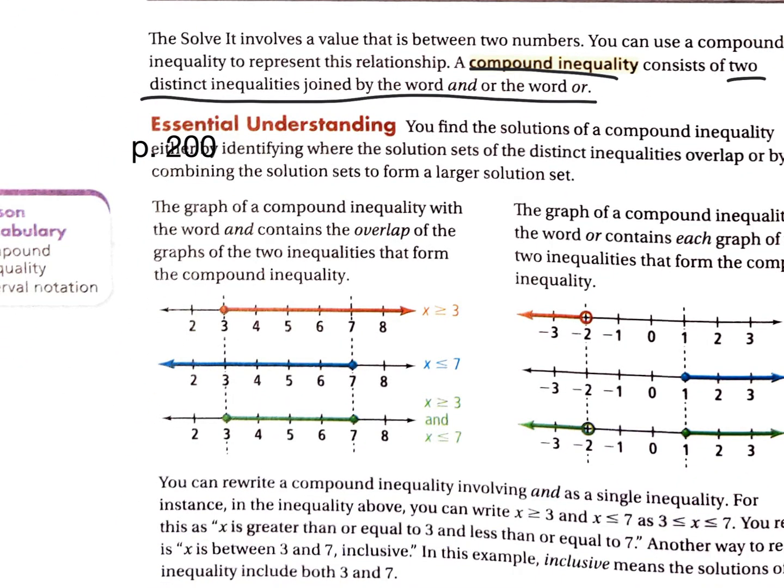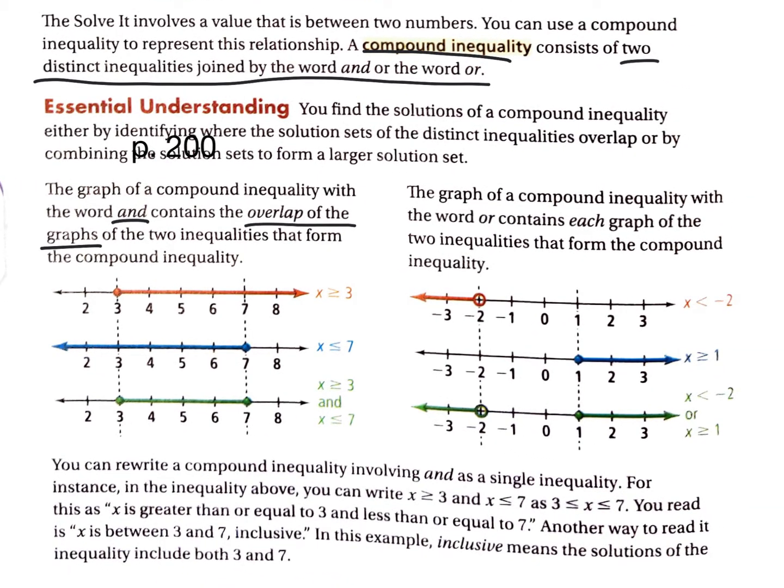So two different cases. If we have the word and, then we will end up with an overlap of the graphs. We'll talk more about that in a little bit. I think it'll kind of make sense as we go along. And then if it has the word or, then it contains each graph of the two inequalities. It's got kind of separate pieces.